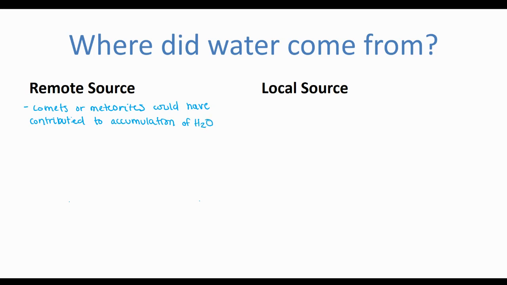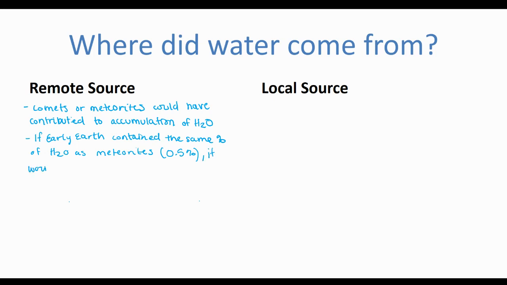Remember, early Earth was very fiery and always being hit with comets and meteorites. And if our early Earth contained the same percentage of water as meteorites, which is about 0.5%, that would have been enough to form early oceans.